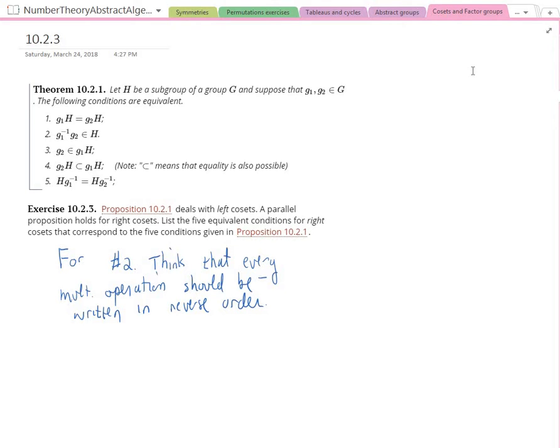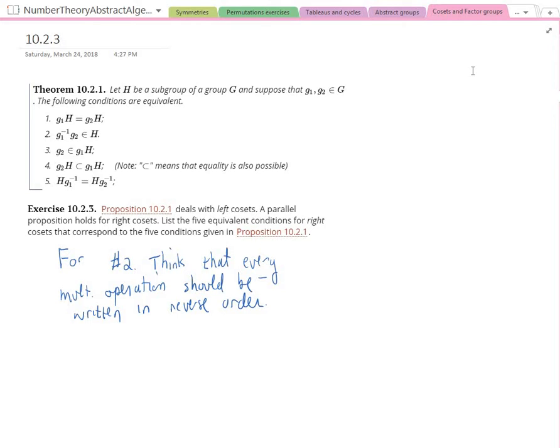All right, now I'm going to give some hints for 3 exercises from section 10.2. First one is exercise 10.2.3. Now we had theorem 10.2.1, which talks about left cosets. And in this exercise, you're supposed to think about what the conditions would be for right cosets.